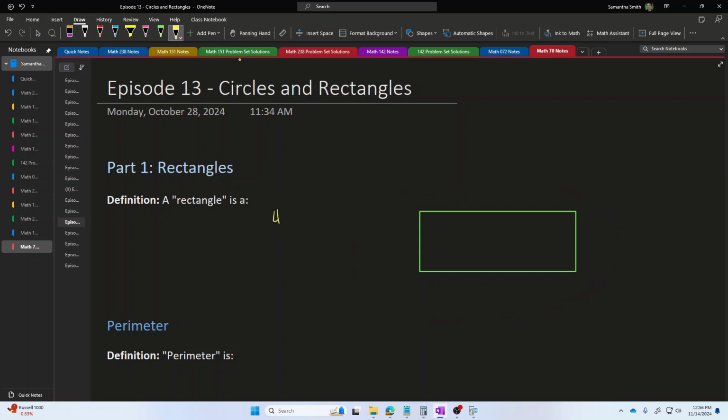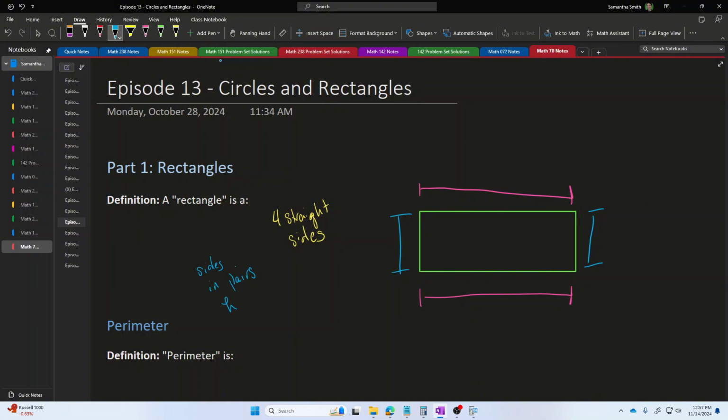This object has four straight sides, and those sides can be thought of as being in two pairs. This pair of sides, as well as this other pair of sides. These sides in the pairs have the same length, and they're pointing in the same direction.